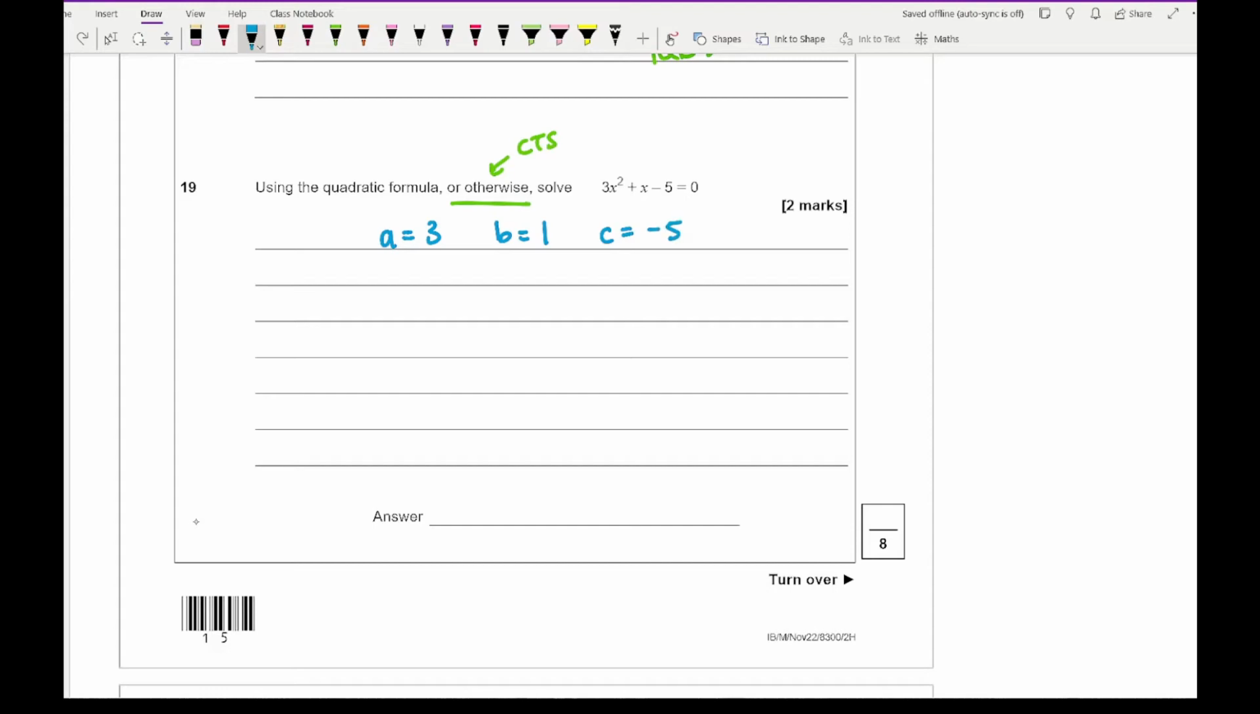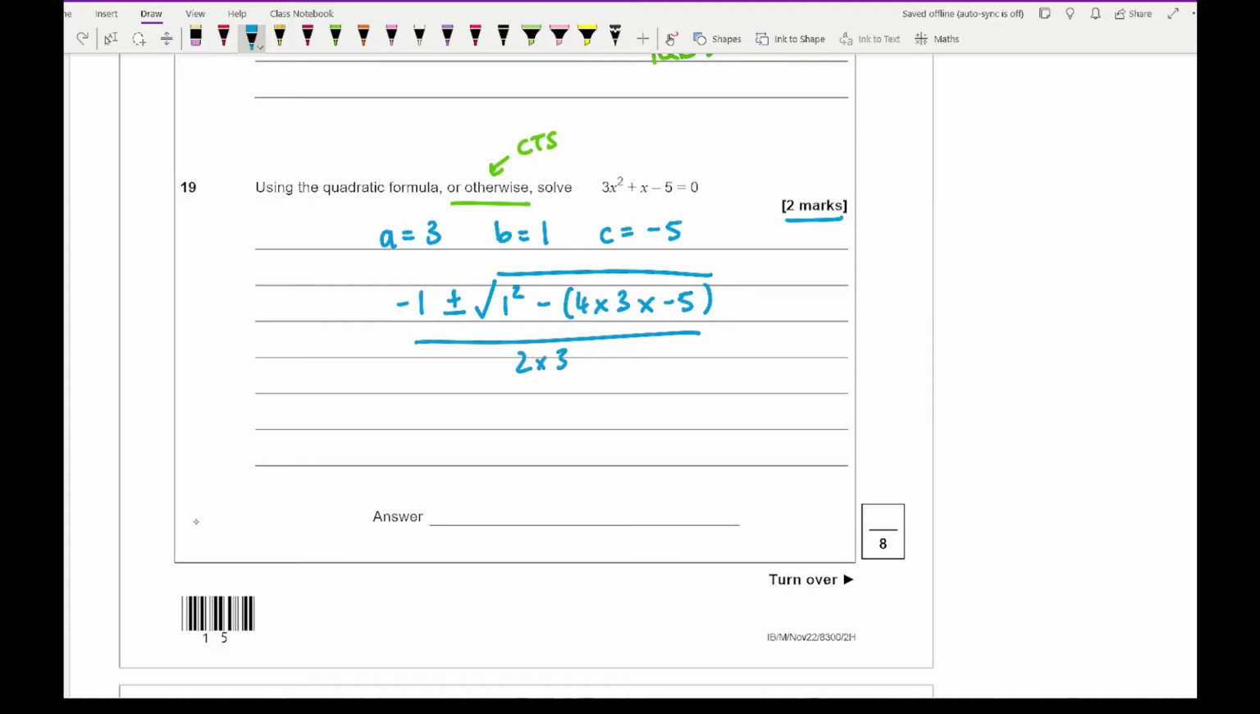Now most common calculators may have this feature, which is why it's only worth 2 marks and there's no rearranging involved, but it's always good practice to at least show that you're substituting the numbers in correctly. I always like to put a bracket around the 4ABC, so I've got 4 times 3 times -5, and that's all divided by 2 times 3.